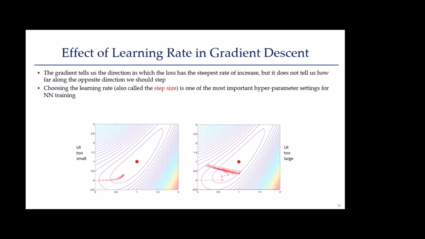With respect to the learning rate of gradient descent, it's very important to pick the proper learning rate. The gradient tells us where to go, but it does not tell us how far or how fast we can go there. So choosing a learning rate, which is sometimes referred to as step size, can actually affect the outcome of the search, as we're going to see.